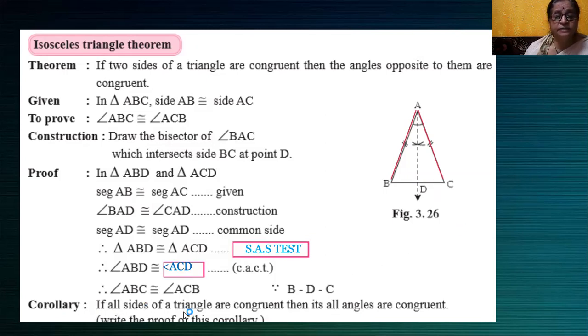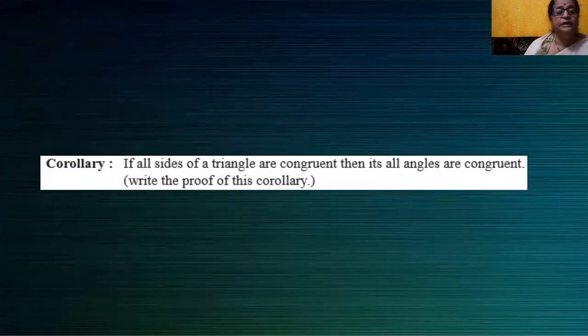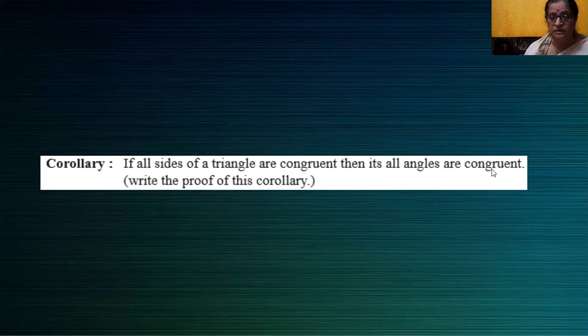If all sides of a triangle are congruent, then all its angles are congruent. What will the measure be? That will be 60 degrees. Like that only: if all sides of a triangle are congruent, then all its angles are congruent, meaning their measure will be 60 degrees.